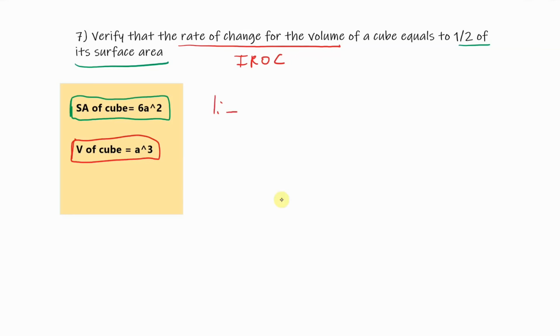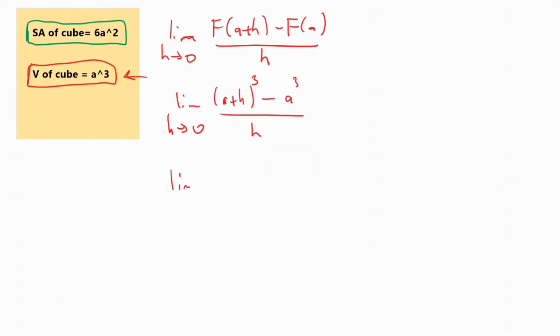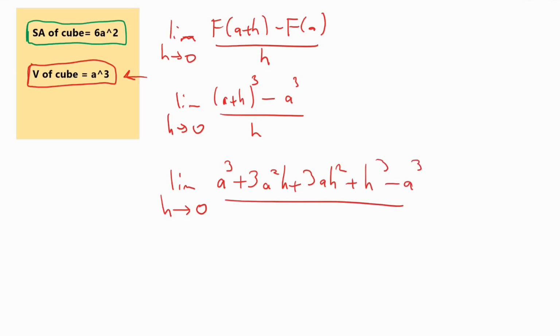For IROC, I'm going to use my limit. Since I don't have an a or x, I'm going to leave it as it is. So a plus h, where a is going to be my x, and I'm going to plug it back into the volume of a cube equation. So I'll end up with a plus h cubed, and when I plug a into the real equation, it's going to end up with the same thing, so a cubed, all over h. I'm going to expand a plus h cubed. So I'm going to end up with a cubed plus 3a squared h plus 3ah squared plus h cubed, and then I have minus a cubed at the end, all over h.